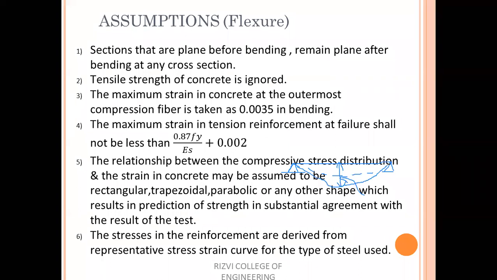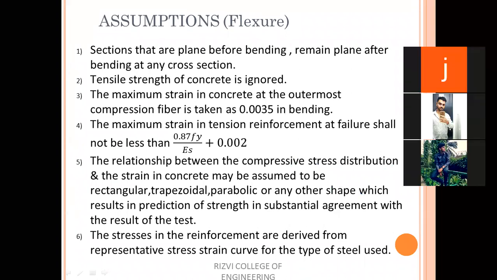Now coming to the most important part, the assumptions. We will see the assumptions in flexure, like we have done the assumptions in the working stress method for flexure. So now these are the assumptions for the limit state method in flexure. The first assumption is that sections that are plane before bending will remain plane even after bending at any cross section. I hope this is clear to everyone.